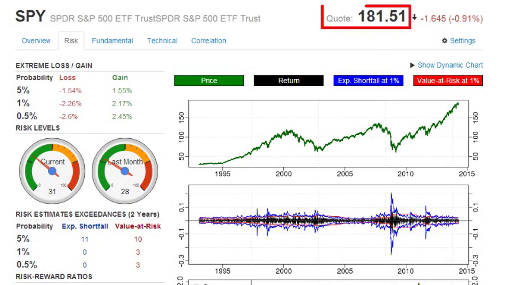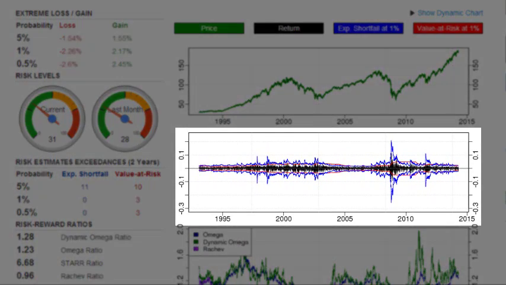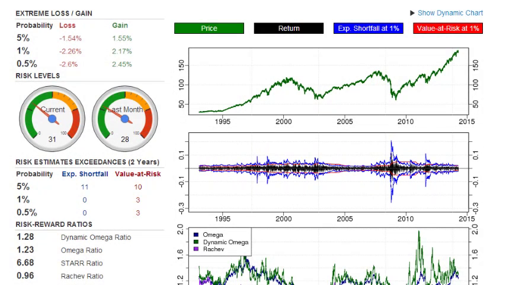The current market quote of $181.51 is close to the most recent price in our chart, which updates daily overnight. Just below this chart are the daily returns shown in black. We'll explain the red and blue lines in a moment. Notice the data history for these charts begins in 1993.